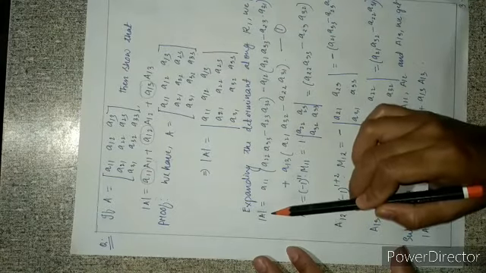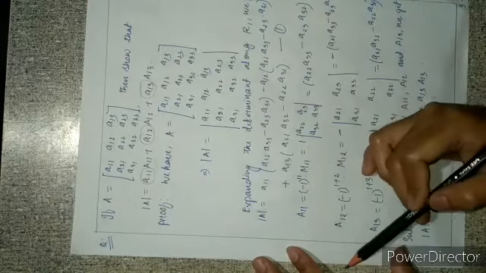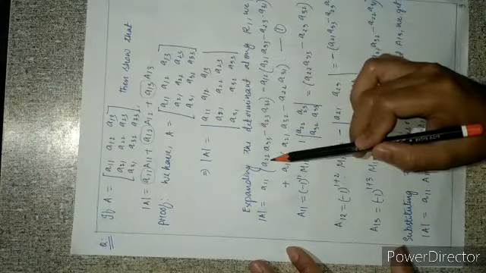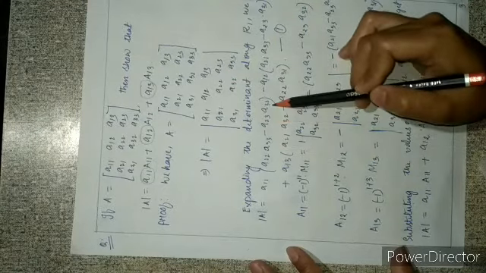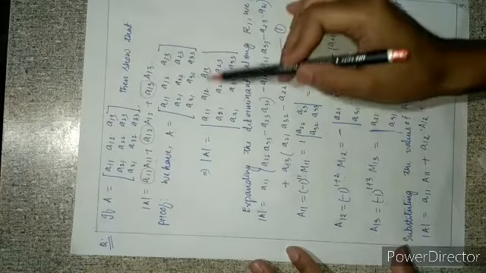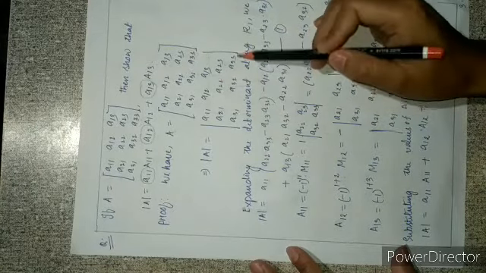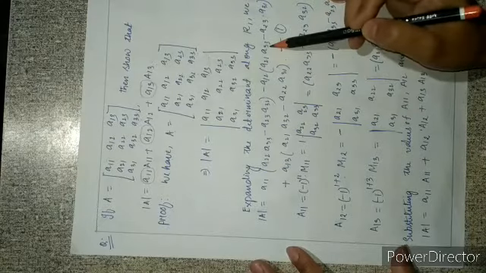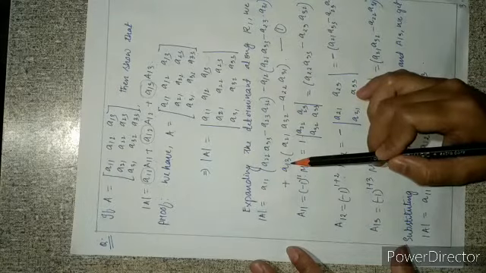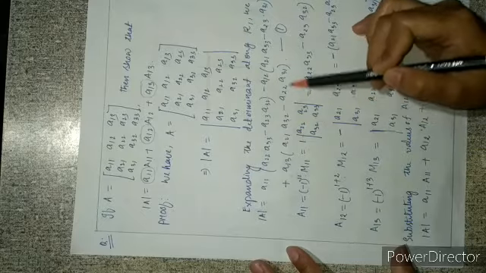We get determinant of A is equal to a11 into the determinant obtained by deleting first row and first column. We have this determinant, and by expanding it, we get a22 a33 minus a23 a32. Second element is minus a12 into the determinant with a21, a23, a31 and a33. By expanding, we get a21 a33 minus a23 a31. And third element is a13 into a21 a32 minus a22 a31.